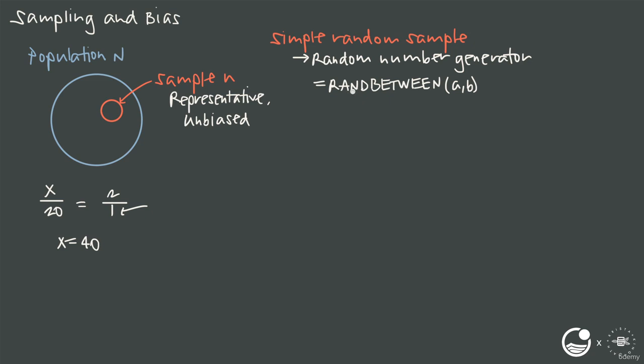Now, a sampling technique we can use to potentially address some of the drawbacks of a simple random sample is what's called stratified random sampling. When we use this sampling technique, we break our population into strata.